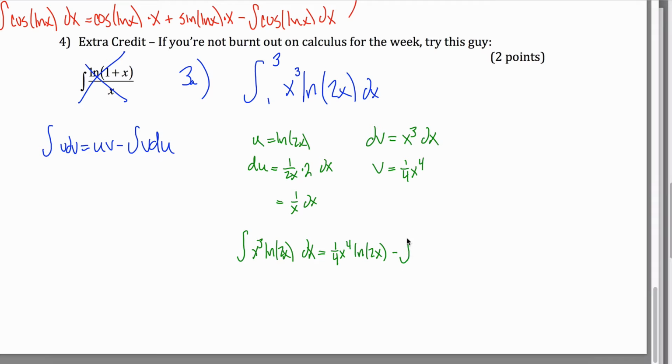U times v minus the integral of v du. So when I multiply the two of these together, I get 1/4 times x to the 4th times 1 over x. And you're like, whoa, doesn't that simplify really nicely? Yep, sure does. I could pull the 1/4, the constant, out in front, and then all I would have left would be x to the 4th times 1 over x, which is precisely x to the 3rd power. So now I can take this antiderivative. I got 1/4 x to the 4th natural log of 2x, minus a quarter of, and then this antiderivative is 1/4 x to the 4th.